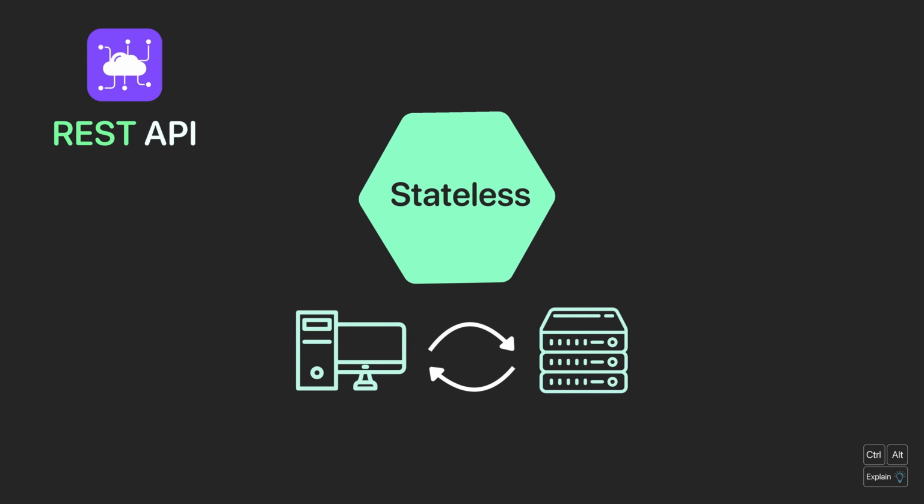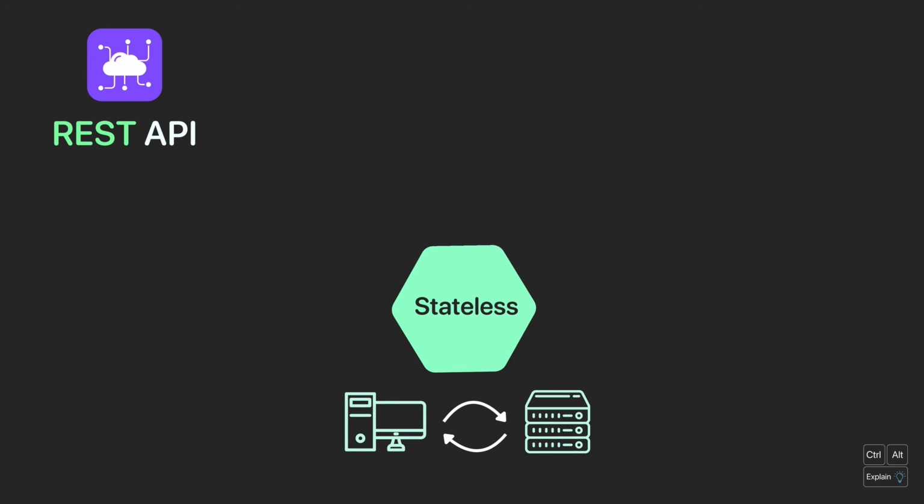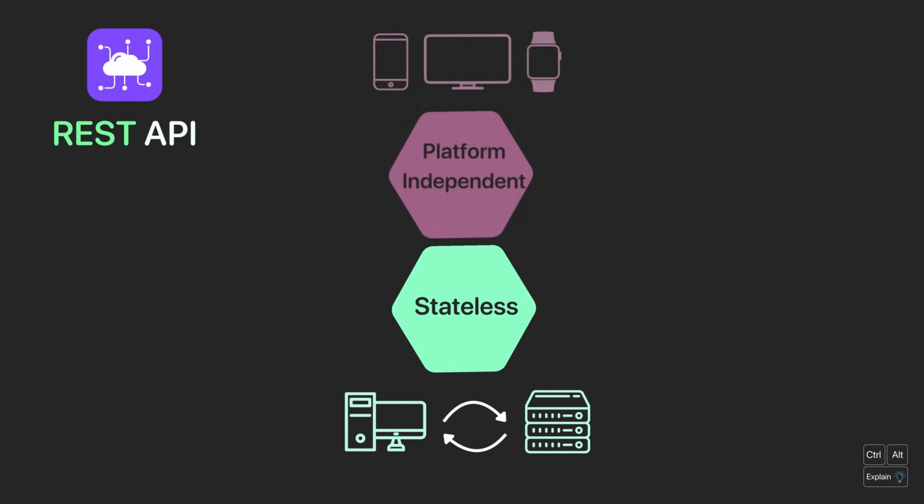REST is stateless. The server doesn't remember anything about previous requests. Every request must include all the information needed, just like asking a librarian something and having to reintroduce yourself every single time. That's how REST stays clean and predictable. REST is platform independent. It doesn't matter if the client is a mobile app, a website, or even a smartwatch. If it can send an HTTP request, it can communicate with a REST API.